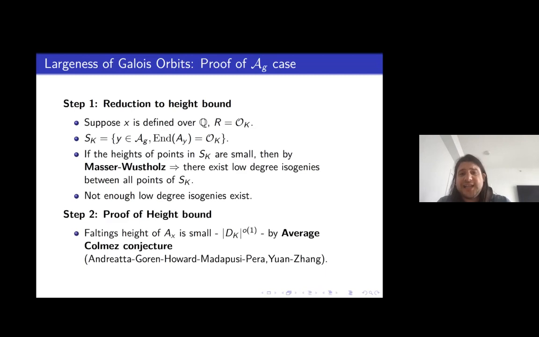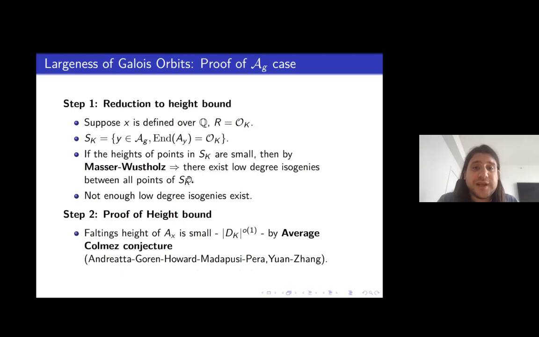And how do you show the height bound? How do you show this ingredient, that the heights of these points are small? Well, that follows quite simply from a very deep result, the averaged Colmez conjecture, which tells you precisely what the Faltings heights of CM points are. This is not quite established, but an averaged version of it is established, which is enough to get bounds. This has two independent proofs, by Andreatta, Goren, Howard and Madapusi Pera, and by Yuan and Zhang. Okay, so I'm not going to talk about that basically at all.